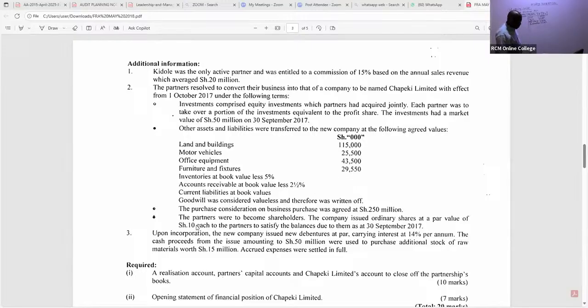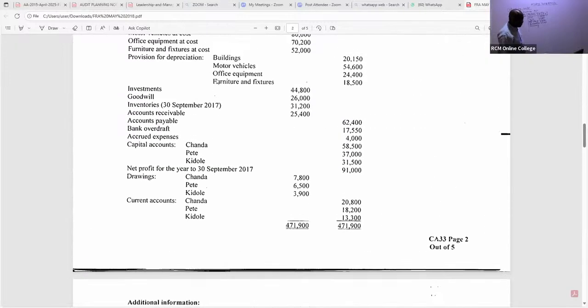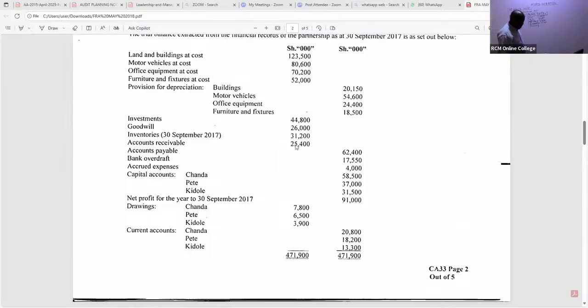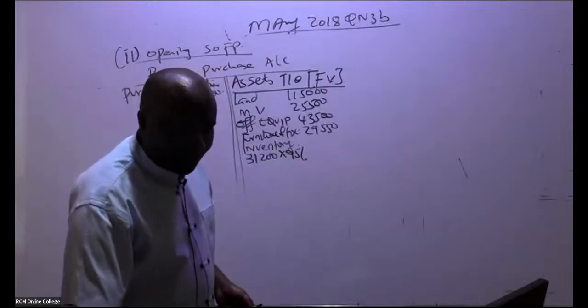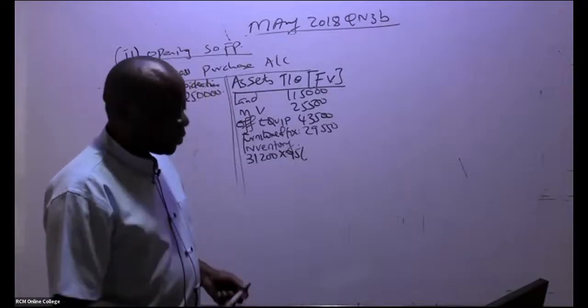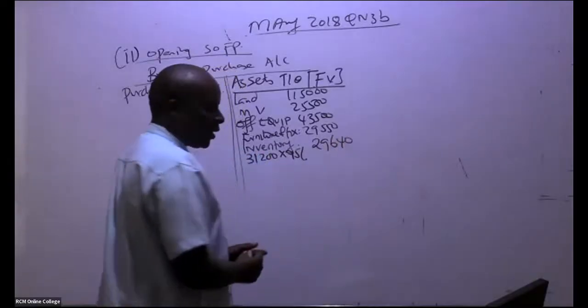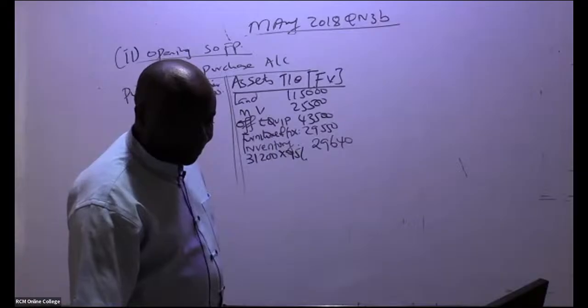Here we also took inventories. You can see inventories, book value less 5%. So now we are taking the new values. The book value of inventory is 31,200. But they agreed we take away 5%, which is the same as multiplying by 95%. So remember, inventory is less 5%: 29,640. Do we have any other item? Oh yes, we do.